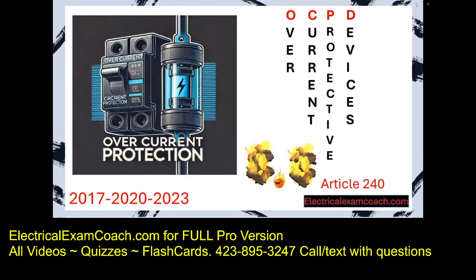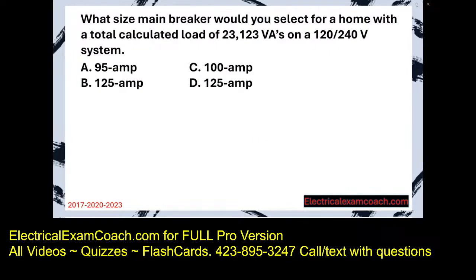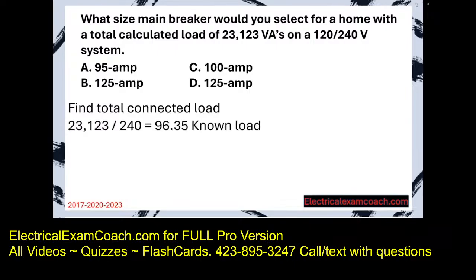Let's get to it. What size main breaker would you select for a home with a total calculated load of 23,123 VAs on a 120/240 volt system? Step 1, find our total connected load. Well, they've already done the load calculation for us, so all we have to do is take our total known VAs and divide it, and that's going to give us our load in amps. And in this case, it's 96.35.